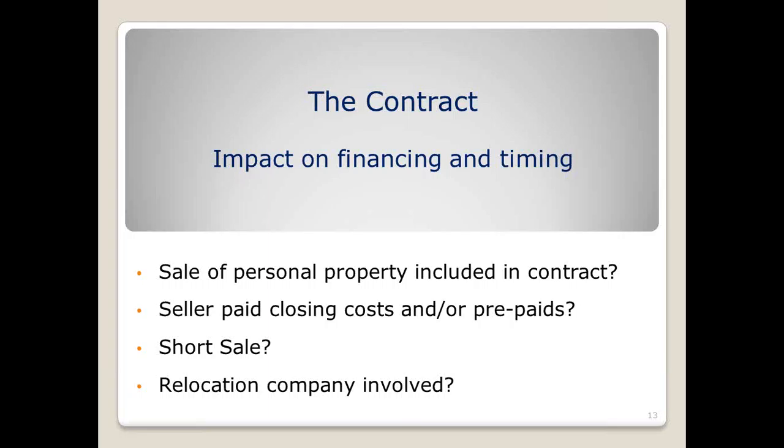Impact on financing and timing. Sale of personal property included in the contract. Boy, is this a hot item or what? Generally speaking, most lenders require any personal property to be removed. Now, it's not across the board, I'll tell you. It depends on the lender. But most lenders that are doing FHA and VA and conforming loans that are sold through Fannie and Freddie, they're requiring that to be taken out.